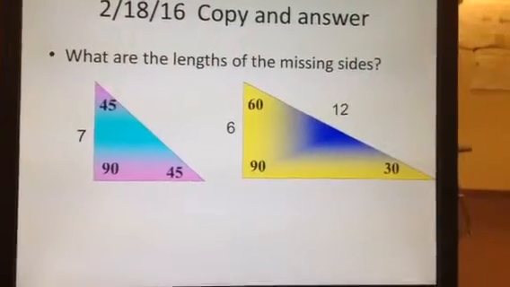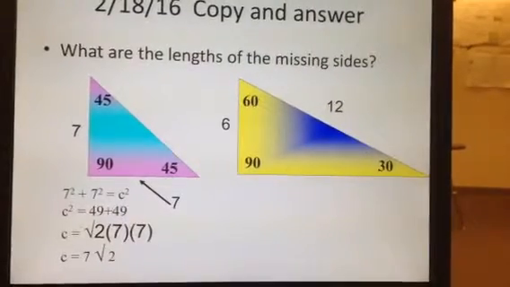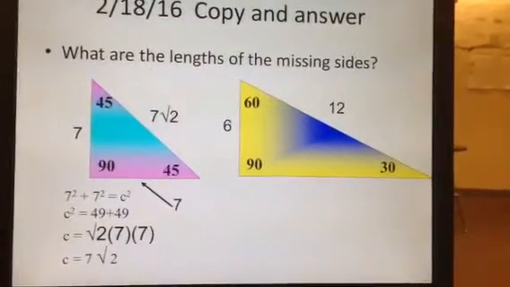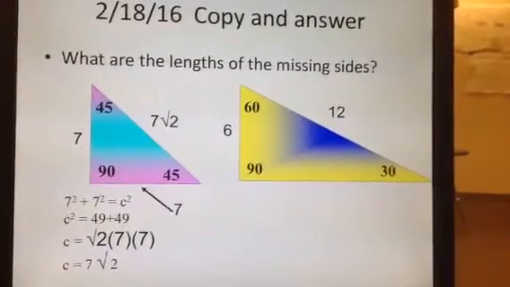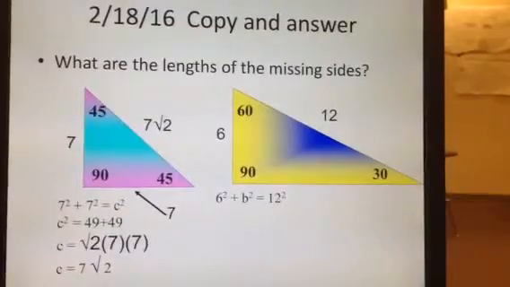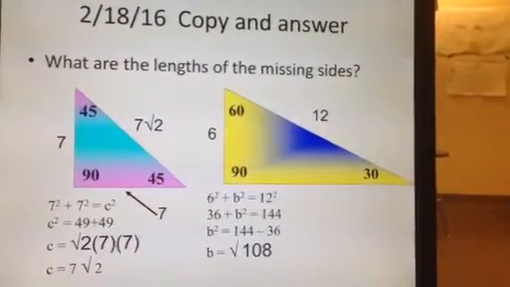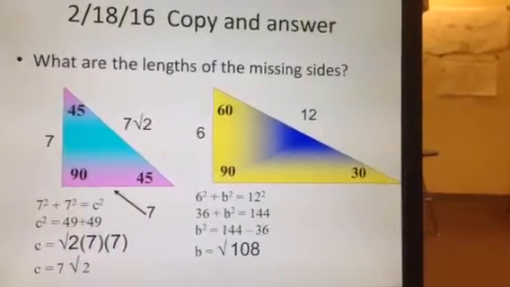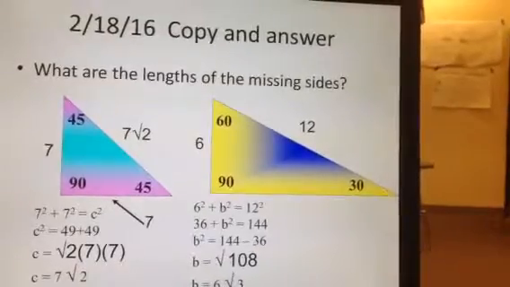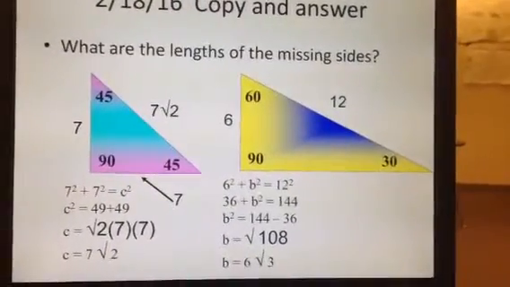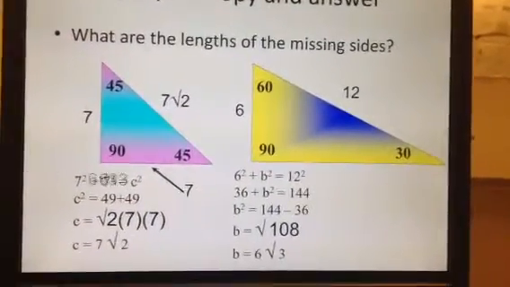But you should recognize that on this one, this is 7, and the other is 7 square root 2 when we work through that. And we should start recognizing that this pattern always happens. And over here, we have 6 squared plus b squared equals 12 squared. When we work through that, we get b equals square root of 108, which is basically 36 times 3, and therefore the simplified form is 6 root 3. And you should start recognizing that pattern as well.